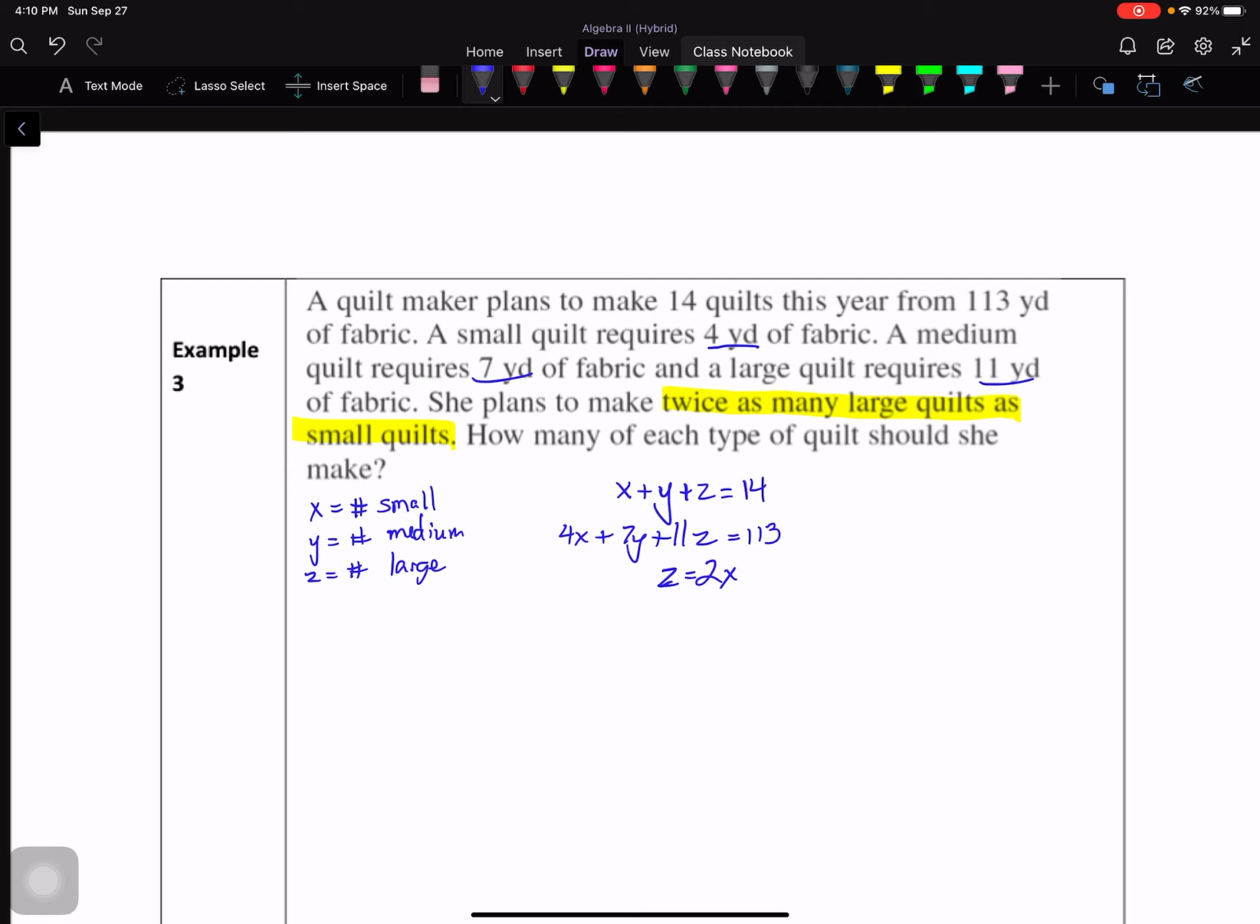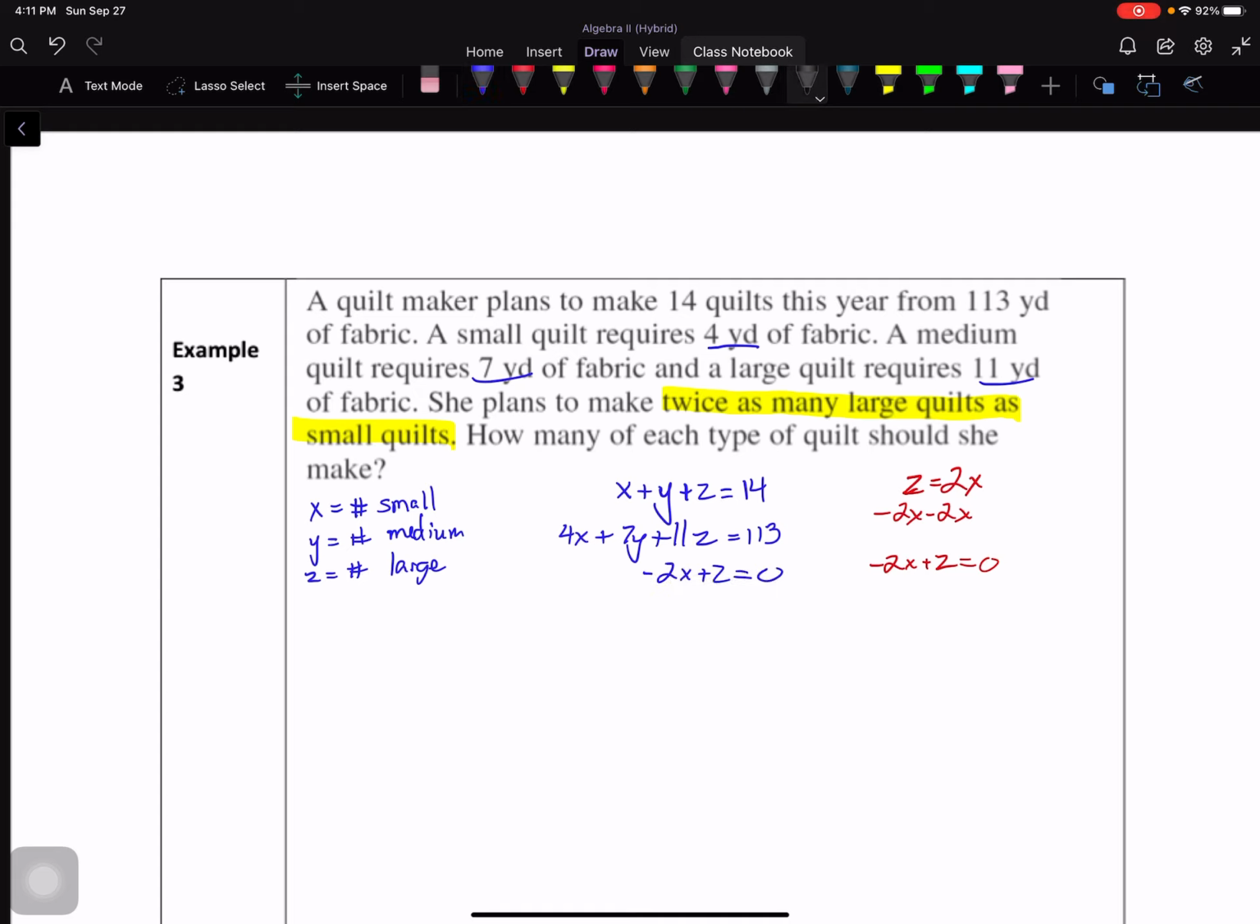And again, you want X, Y, Z all on the same side. So I'm going to take this equation, scoot it over here, and do some work. We're going to start by subtracting 2X. So negative 2X plus Z equals 0. And that's going to be my third equation.